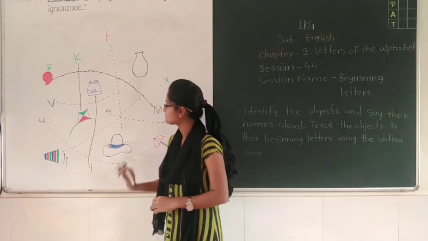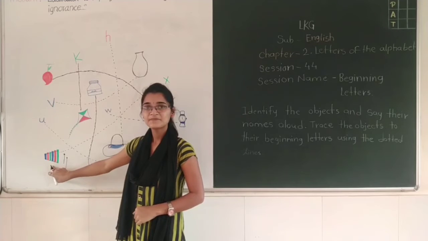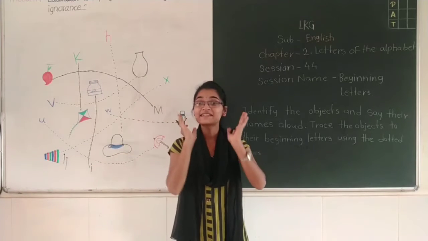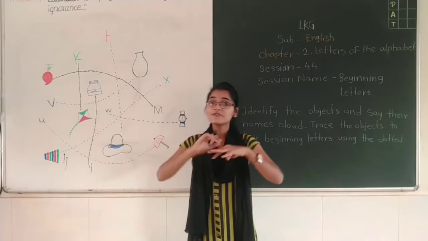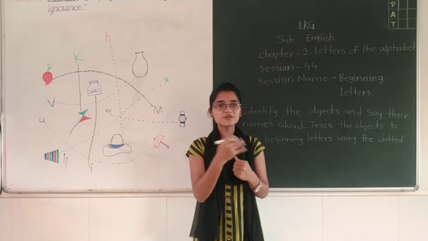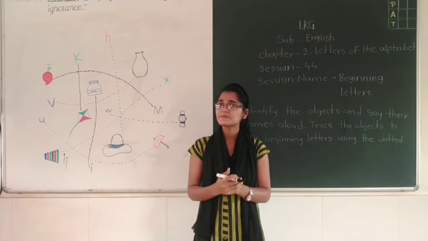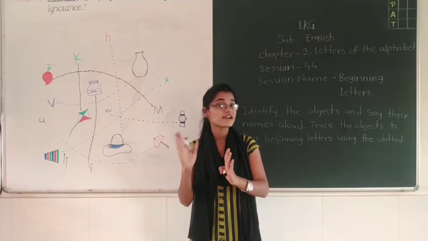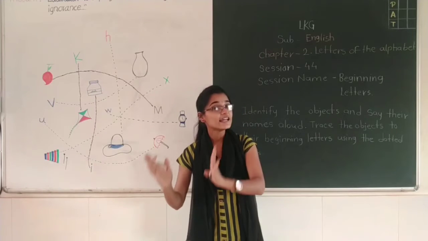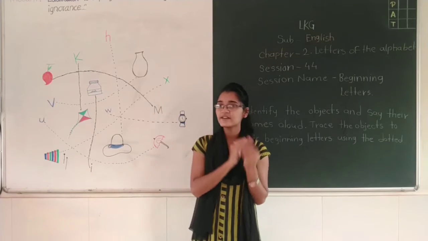Then next, look at here. Do you know what this is? Yes, this is a xylophone. This is the picture of a xylophone. Now tell me, the spelling of xylophone starts from which letter? The spelling of xylophone starts from which letter? Letter X, right? X for xylophone.